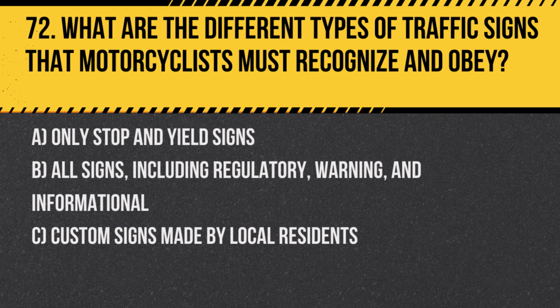A. Only stop and yield signs. B. All signs, including regulatory, warning, and informational. C. Custom signs made by local residents. Answer: B. All signs, including regulatory, warning, and informational. Understanding and obeying all traffic signs is essential for safe riding.